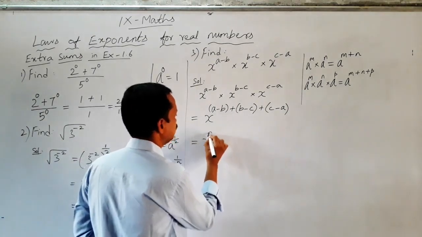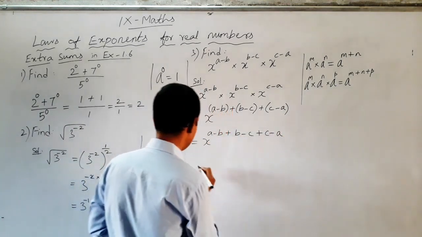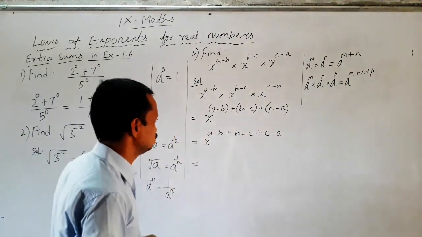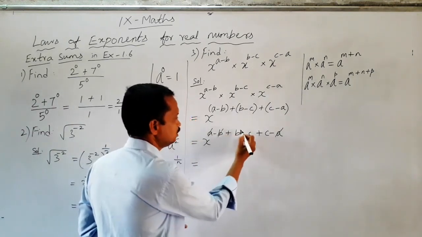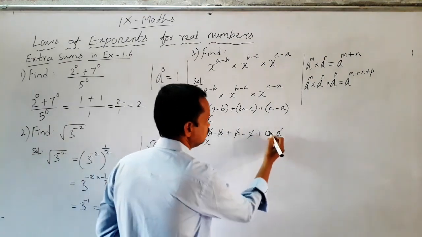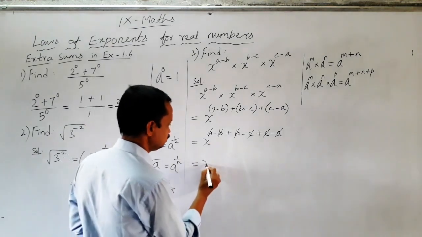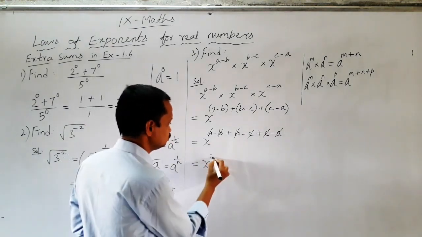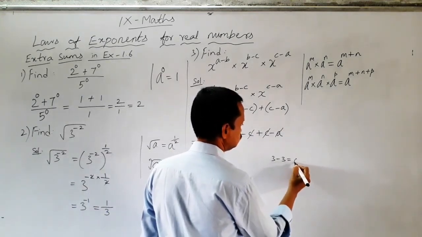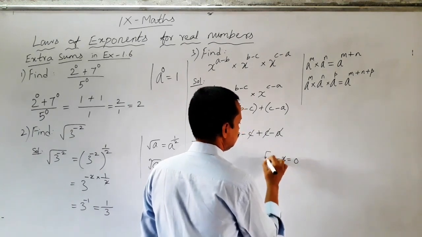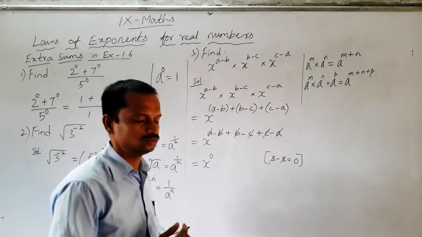So now we can remove the brackets and write a minus b plus b minus c plus c minus a. Now it's very easy to get the answer. You see here, minus b plus b gets cancelled. Minus c plus c gets cancelled. And what will be the remaining? Nothing is there. Everything is cancelled. Therefore you get 0. For example, you can write 3 minus 3. What do you get? 0. Like that, everything is cancelled. So you get 0 in the exponent.